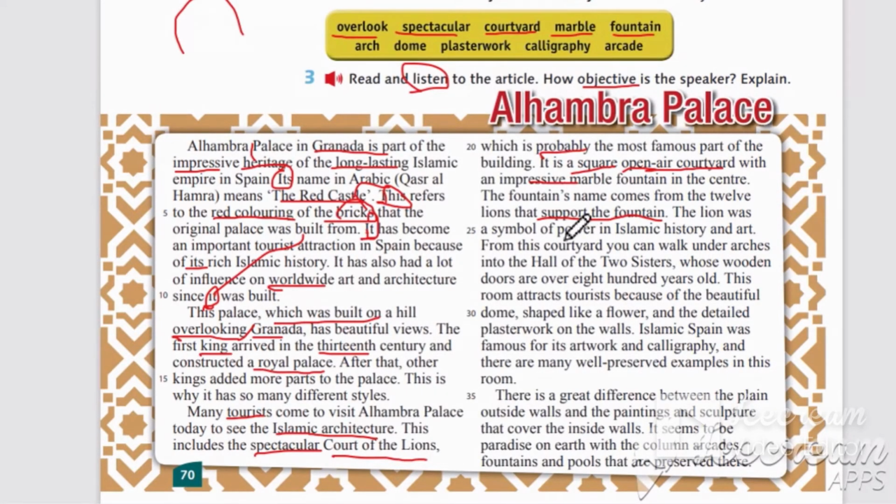The lion was a symbol of power in Islamic history and art. It was a symbol of power in Islamic history and art. It was a symbol of power in Islamic history and art. Okay. From this courtyard you can walk under arches. Arches, Miss, what did we say? The arcades. Okay. Arches, we said, the arches, sorry, arcades. And into the hall of two sisters, a space or hall called two sisters whose wooden doors are over 800 years old.